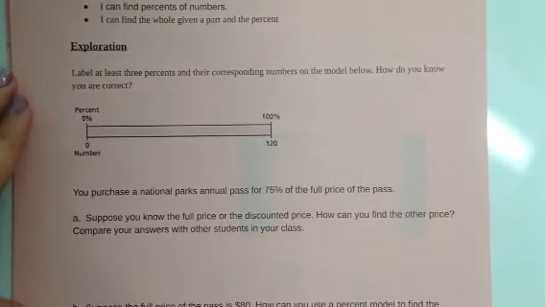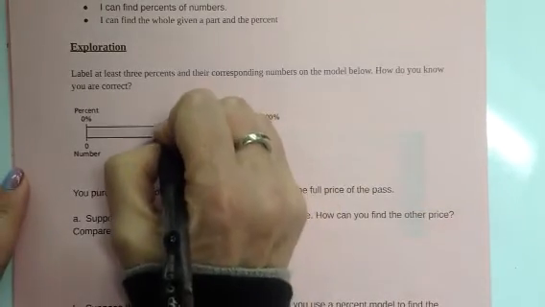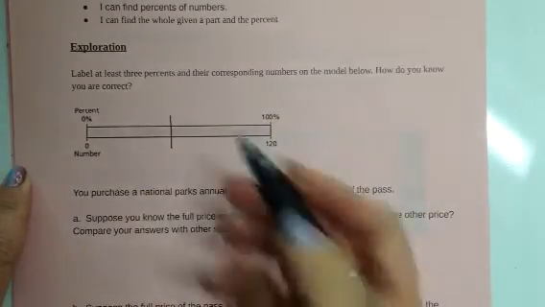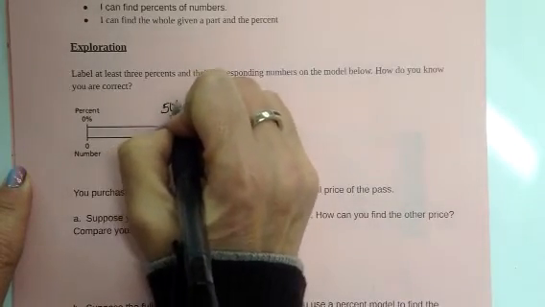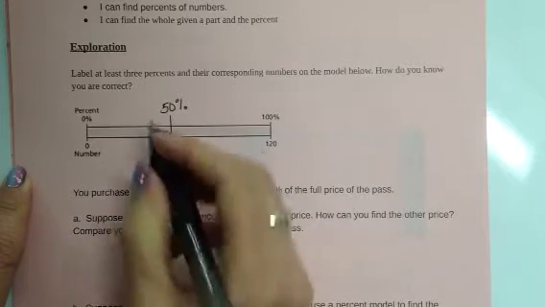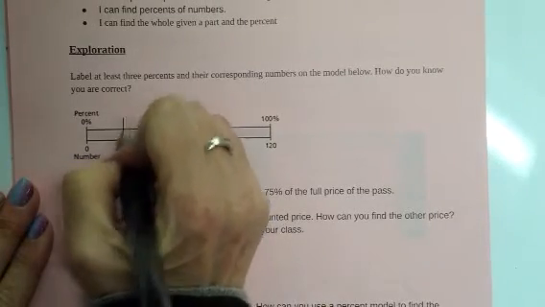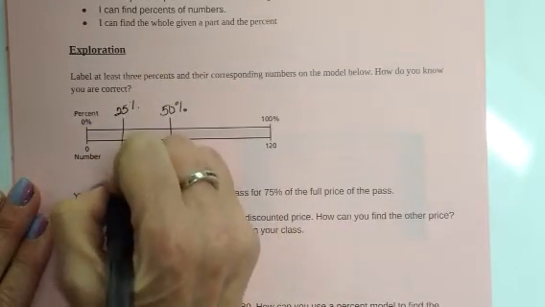All right, so the exploration. It says label at least 3 percents and their corresponding numbers on the model below. How do you know you are correct? Well, if I have to put 3 on here, there's 3 really easy ones. I know 100%, and we all know that half of 100 is 50%. So if I know 100% equals 120, half of 120 is going to be 60. And then I know half of 50% is 25%, and then half of 60 is 30.